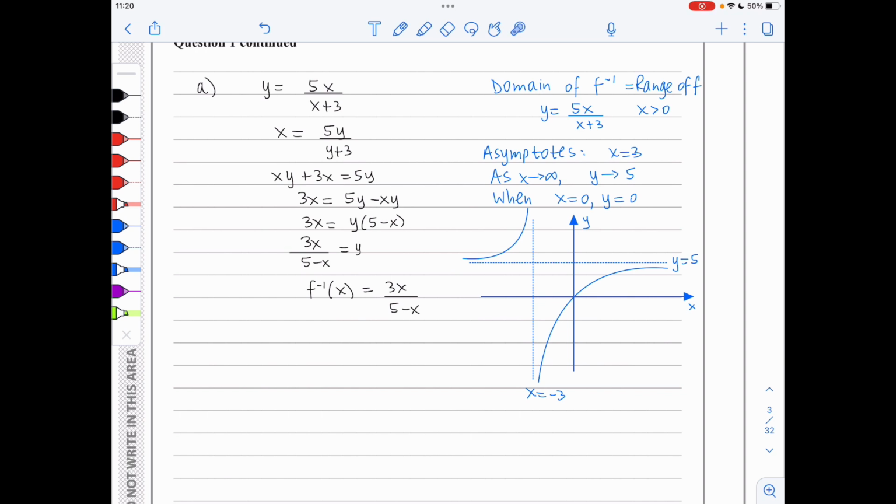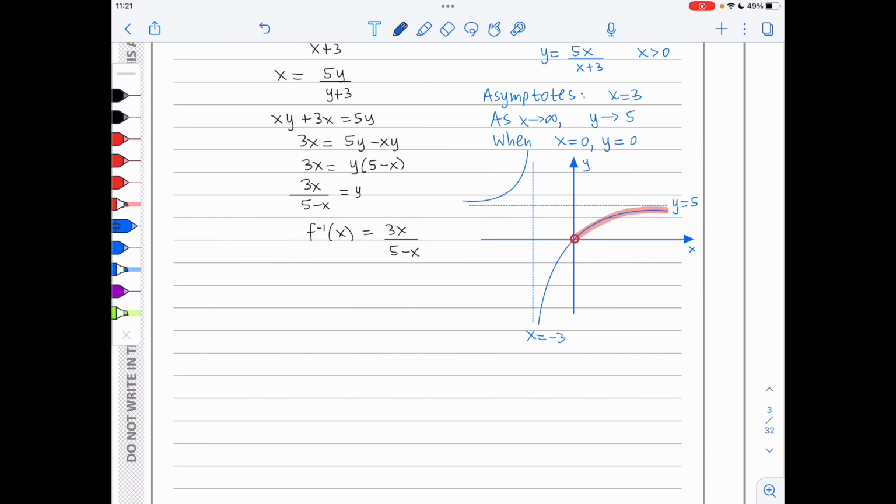I will now impose the restriction that x is greater than 0. So when x is 0, y is 0, so we're here, and we're looking for values of x greater than 0, so it's only this part of the curve only. This means that the range of f is values of y between 0 and 5, and therefore the domain of f inverse is all values of x between 0 and 5.